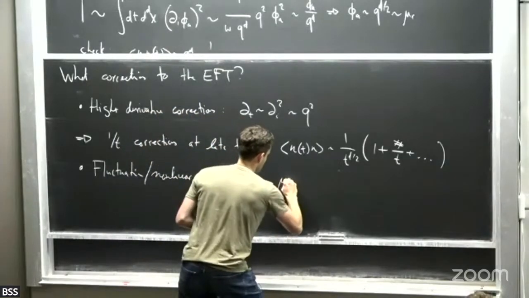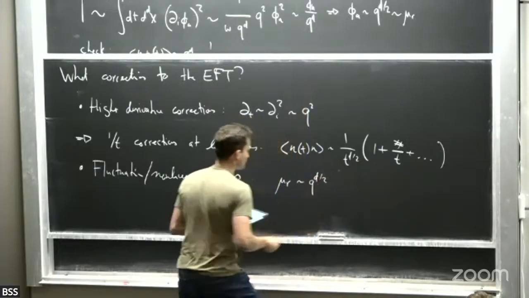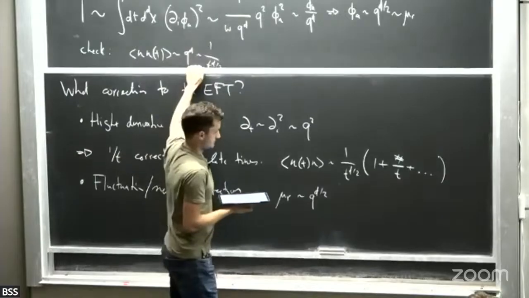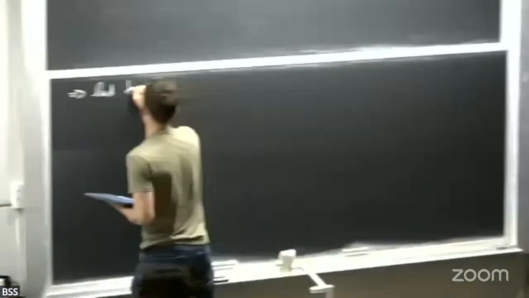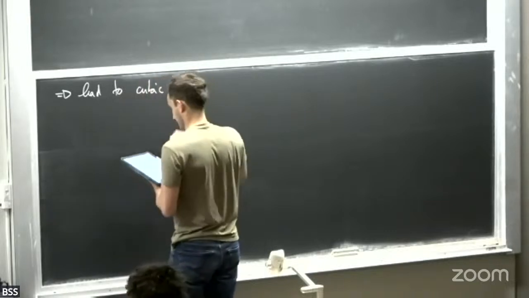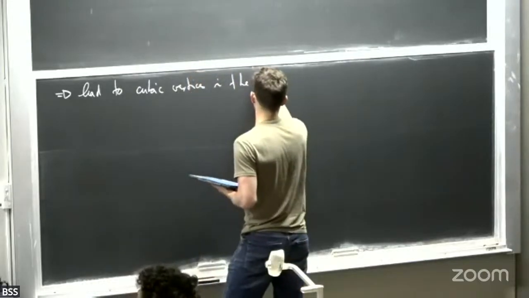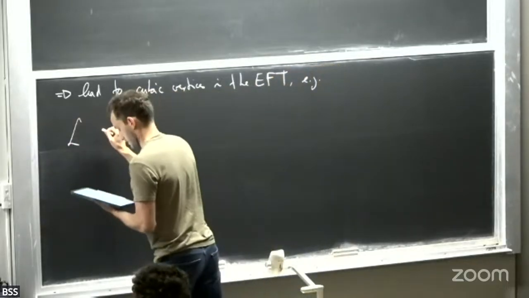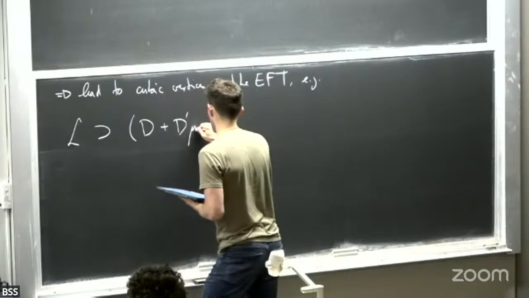So extra powers of the mu field, and we just found that the mu field scales like q to the d over 2. And these will lead to nonlinearities and, to leading order, to cubic vertices in the effective field theory. For example, we have this diffusion term, but we can also have a term with one extra power of mu r.